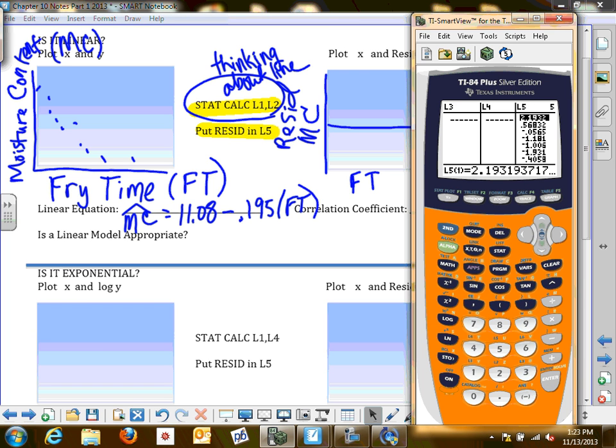Enter, and there are the residuals. So let's look at it. I want to look at L1 and then what? L5. Zoom 9. Okay. So, boom, there's a pattern there. Let me fill this in, and then I'll come help people who are having a calculator issue.